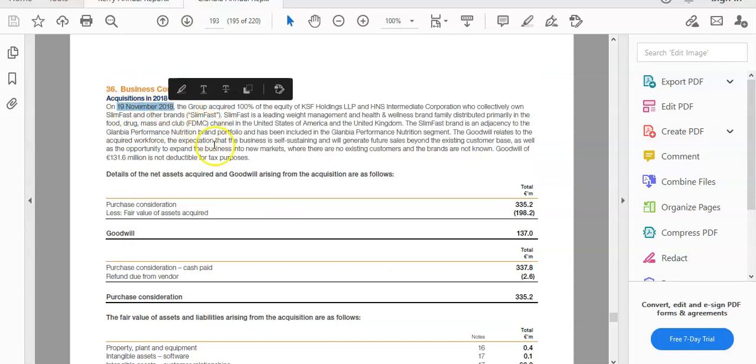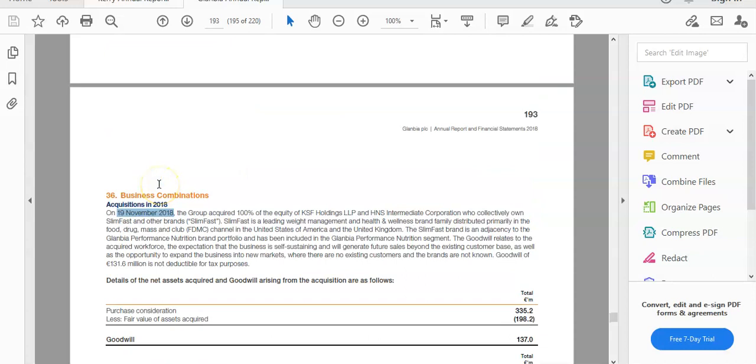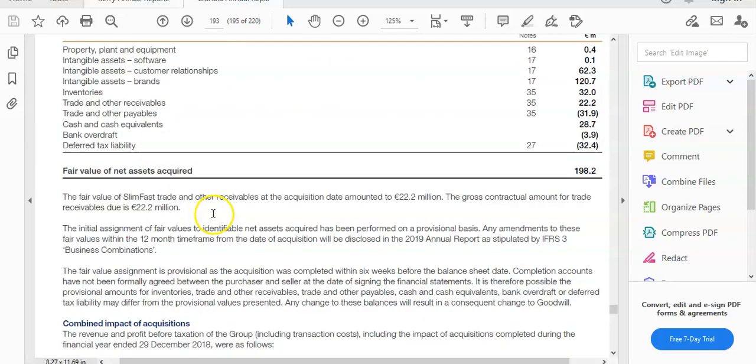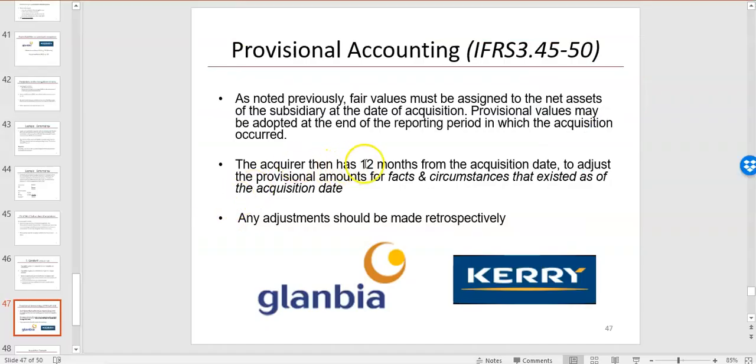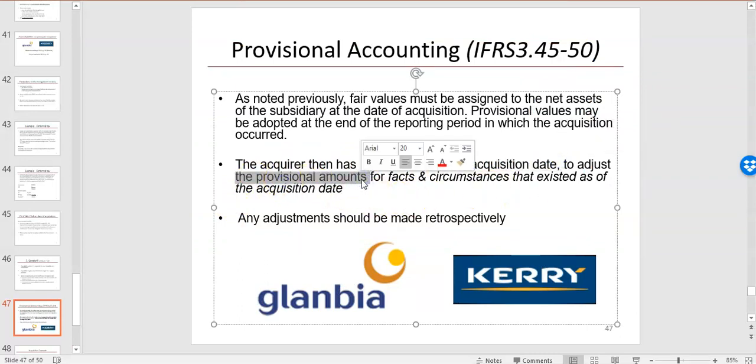So the difficulty is you can't do all this accounting, can't get the fair value of all of these accurately within the space of 4 or 5 weeks. So what IFRS 3 allows you to do is this thing called provisional accounting. Right? So it allows the acquirer 12 months from the acquisition date to adjust any provisional values in the assets and liabilities or the consideration. Because they know it takes a while to account for an acquisition.